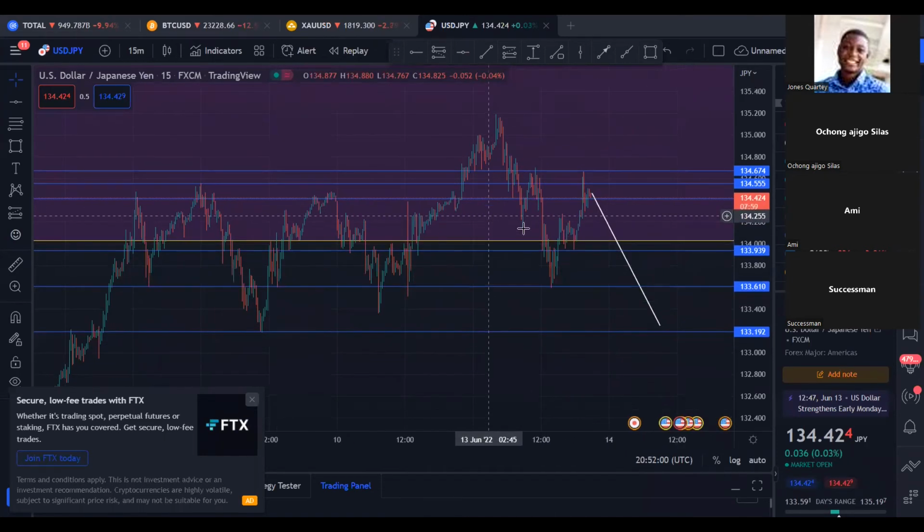Now, before your setup is valid, you need to look at fundamentals. You must also understand sentiment, which news, price adjustment, and what information on the economic calendar is affecting the market.